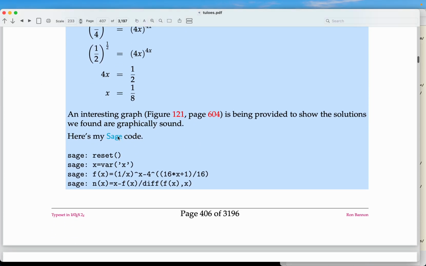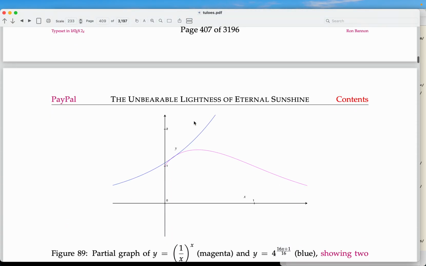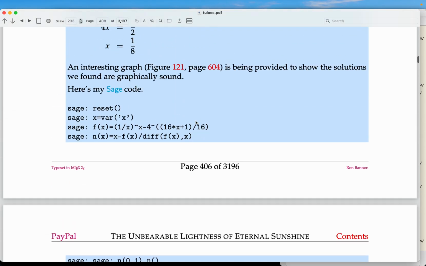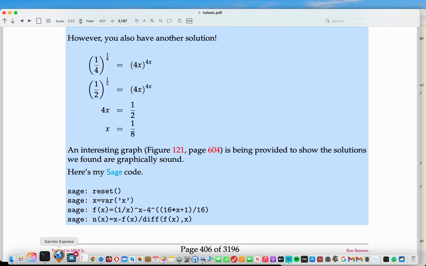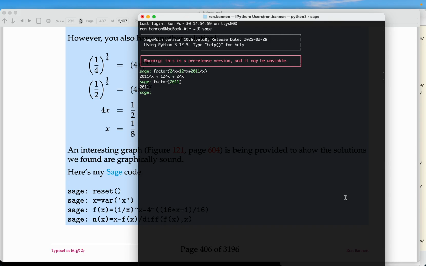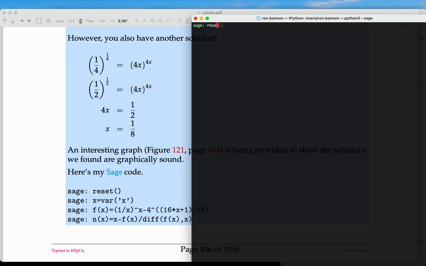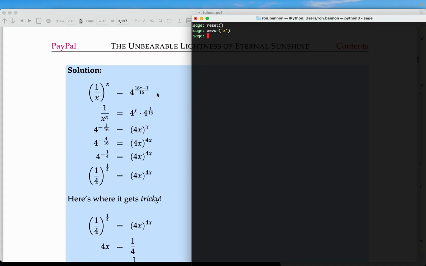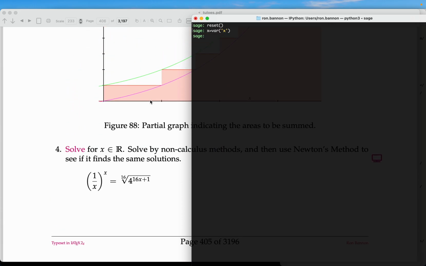Let's look at the graph that's presented to you. Same graph. So anyway, I'm going to get Newton's method, and I'm going to go to Sage to do that. Sage is open. Let me clear the screen and reset. I'm going to define x to be a variable. I'm not going to look at the code, but what I want to do is type this in. So how would you type it in? I'm going to type the function in, f of x.